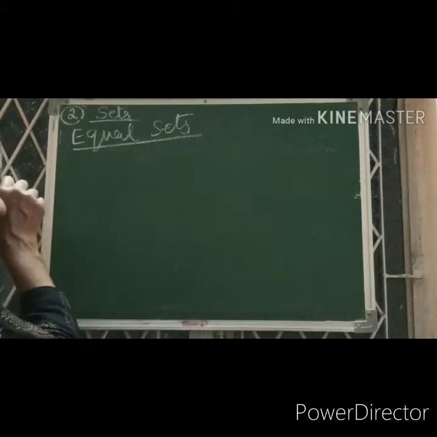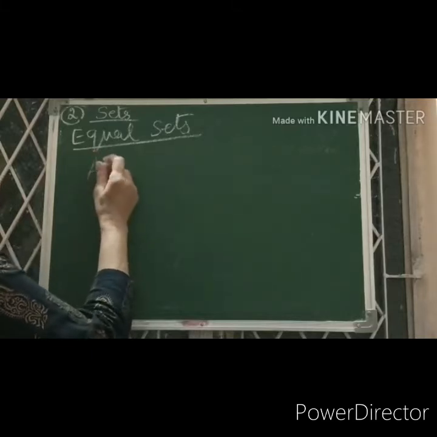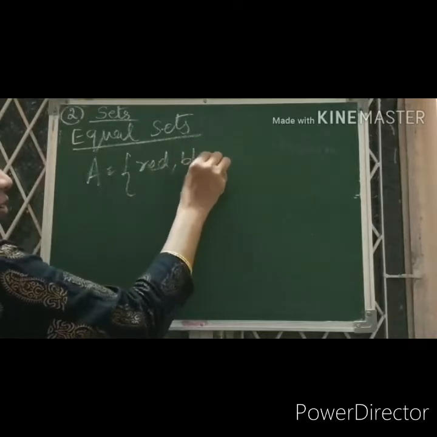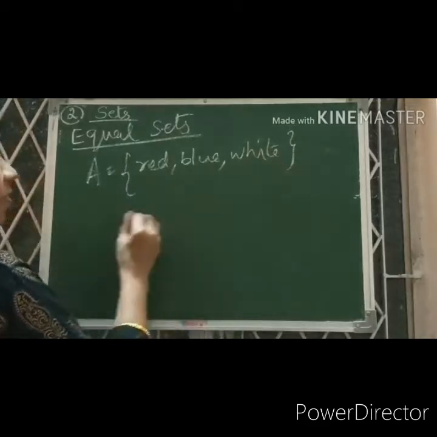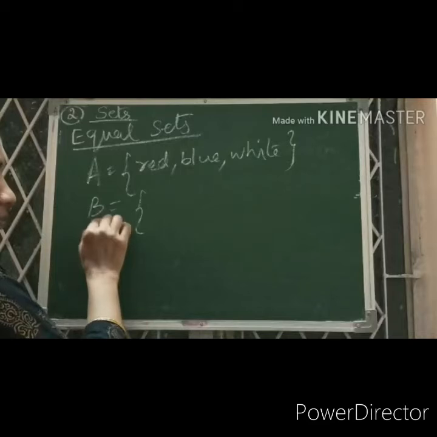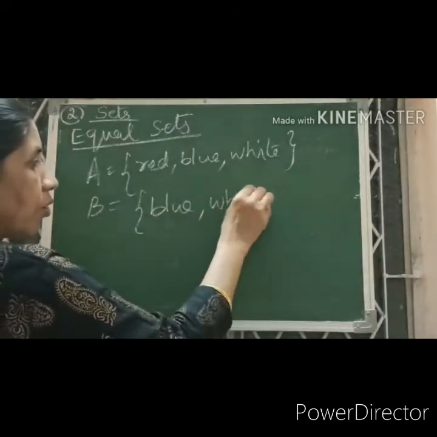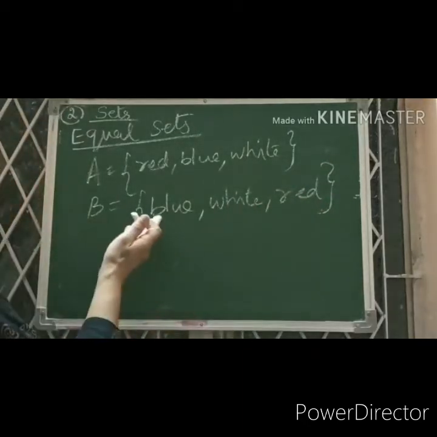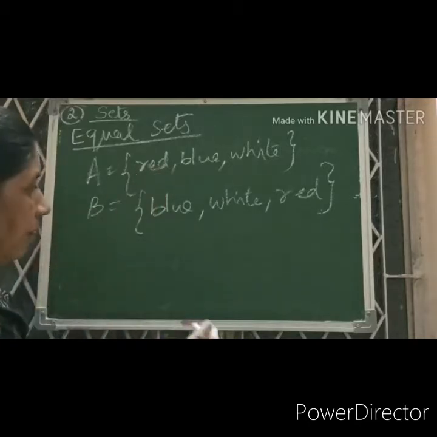Next, I will explain what is meant by equal sets. You will be given 2 sets. For example, let me write. Set A contains red, blue, white. Set B contains, say, red ball, blue ball, white ball. Set B contains blue, white, red. Anything you take, cube or red color, red ball, red diamond, anything you take.